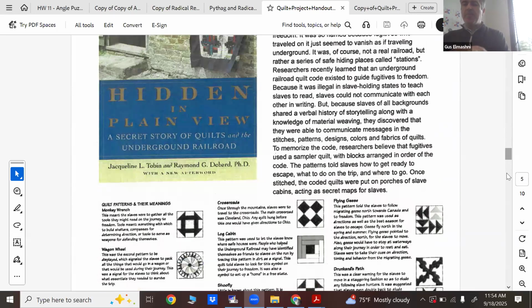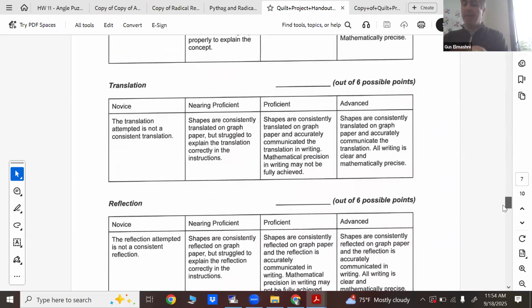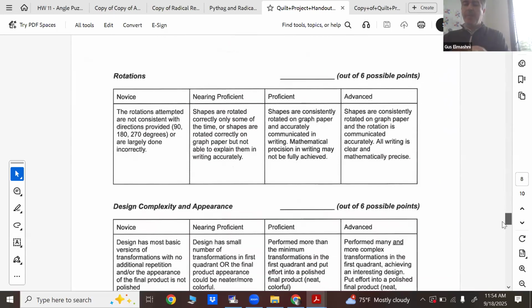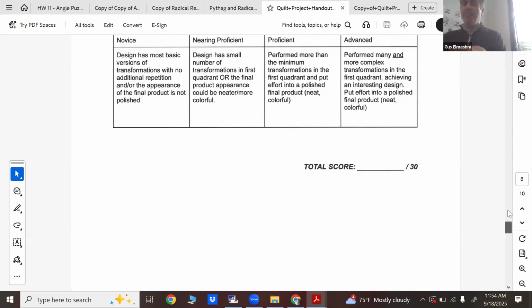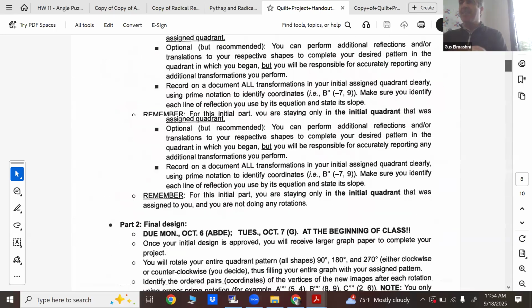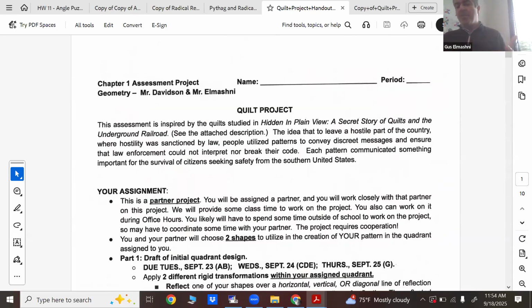And there is a portion of the grade that's based upon complexity. You can see right here, near the end, this is the rubric. So if you make it more complex, that's good. But you could overdo it, and that might not be such a good idea because then it's going to take a long time to complete the project. So you want to have a nice balance.